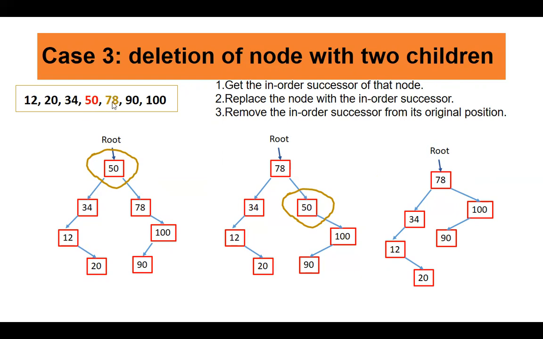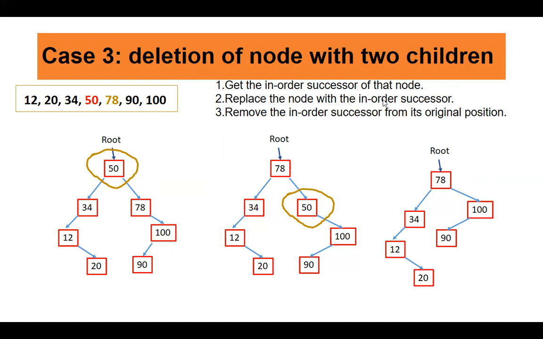Now here 78 is the in-order successor of root 50, because I want to delete a node with two children, which is our root node, right? It has two children, 34 and 78. So if I want to delete this, I write the in-order traversal. I check the node which is visited after 50. The node visited after 50 is 78. Fine.